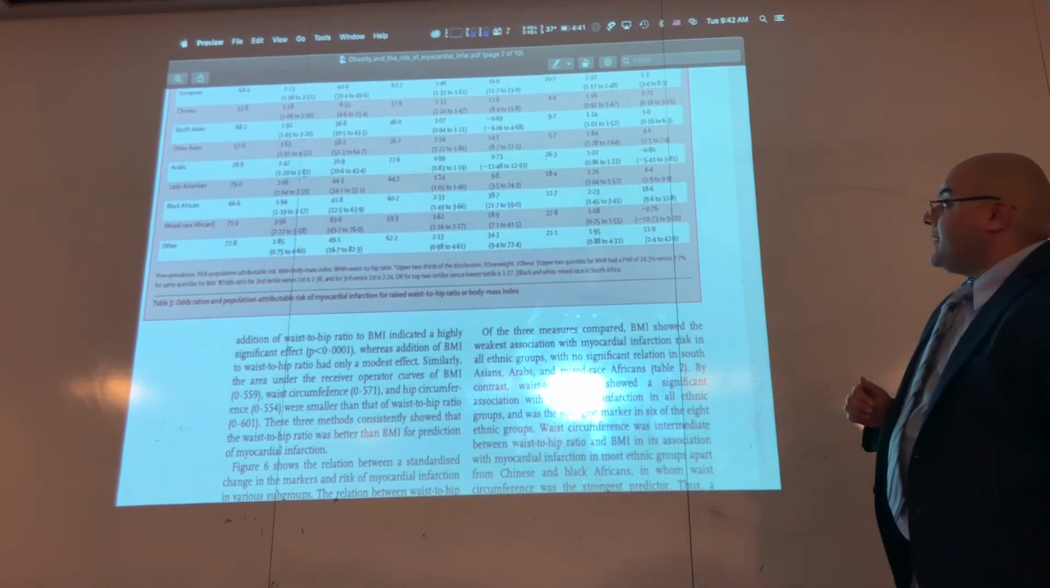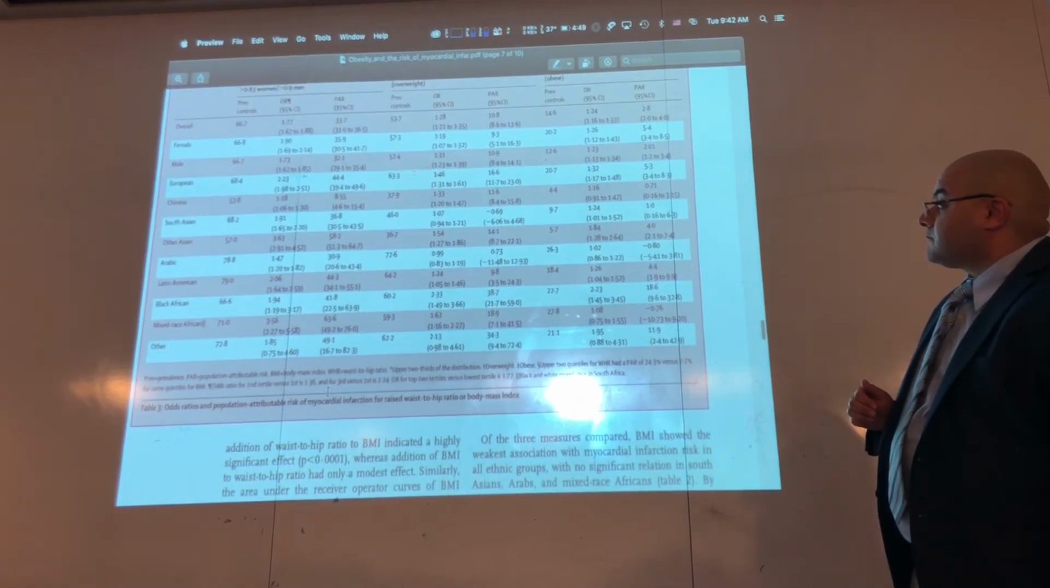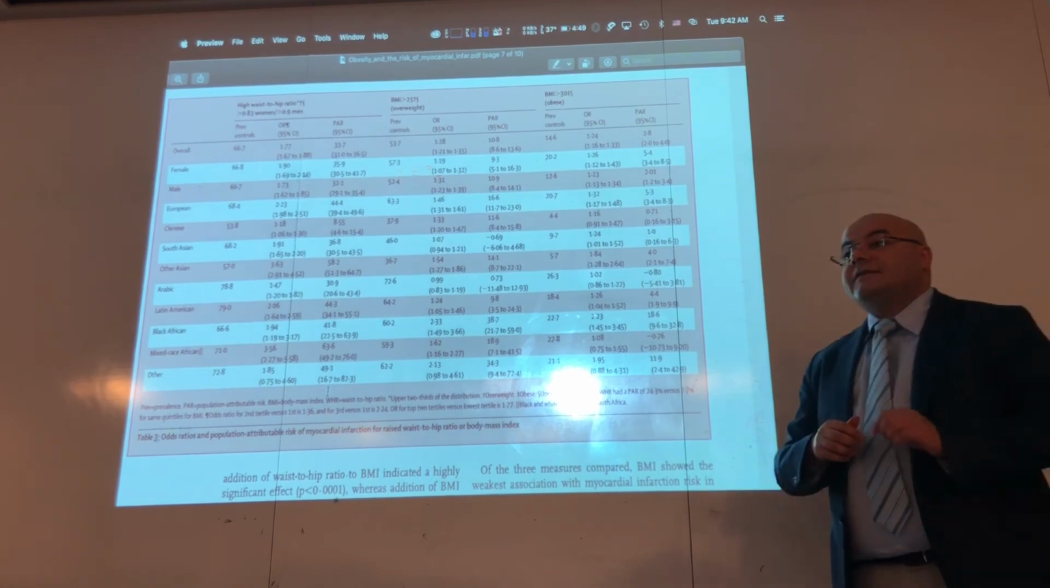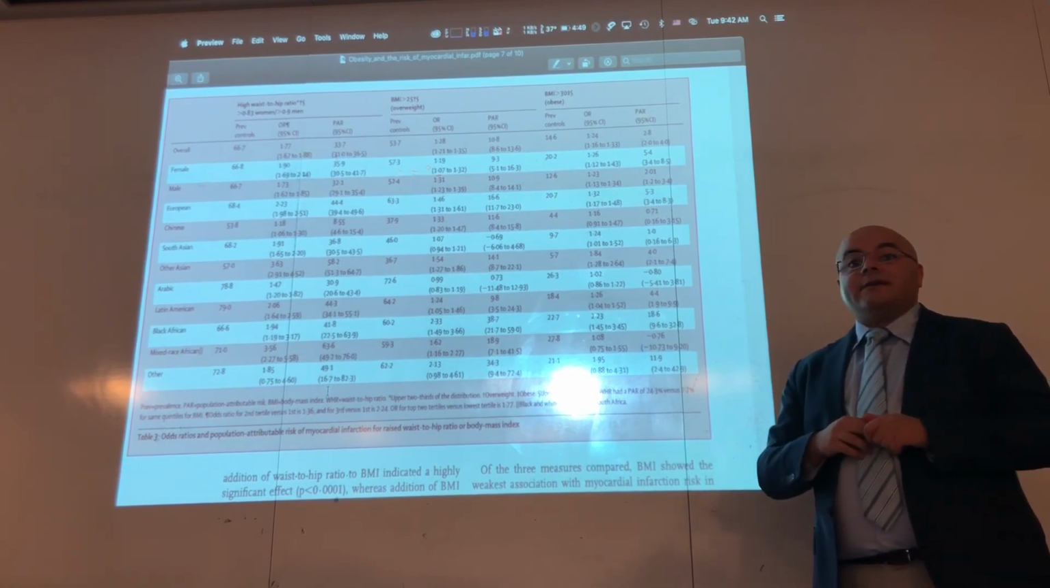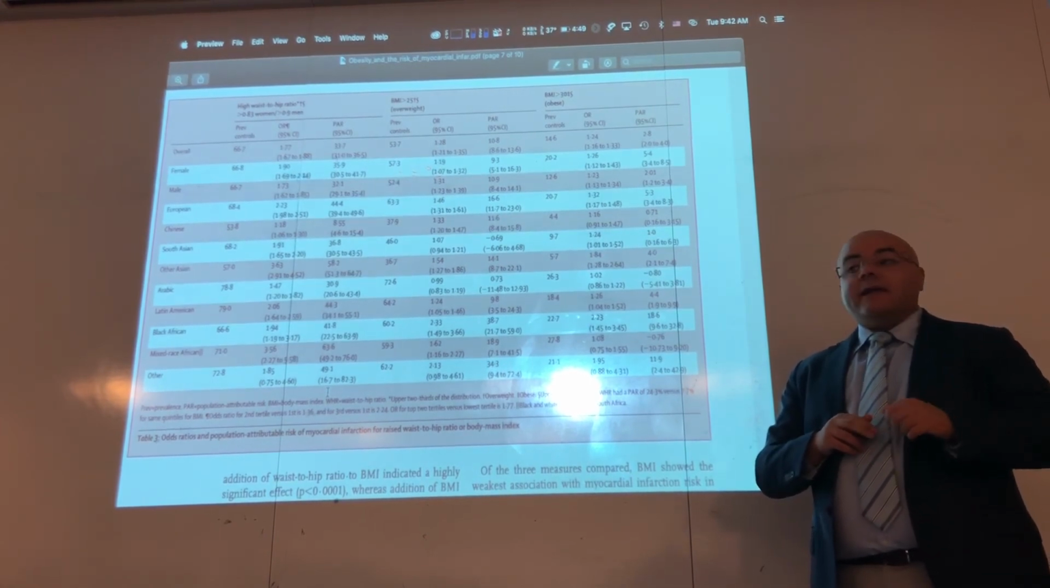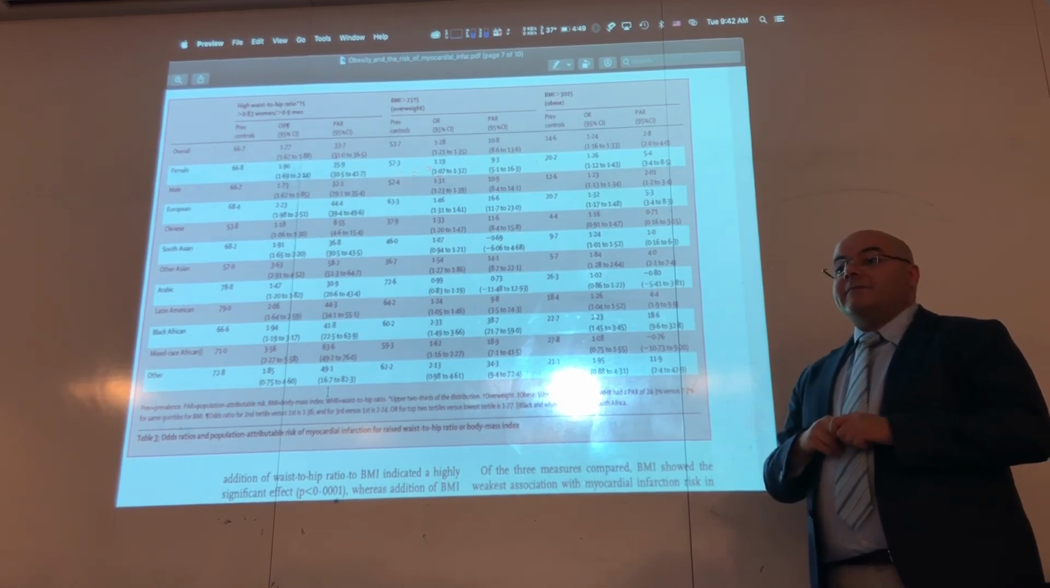Now one of the things المهمة اللي when we read a study، اوكي، قلنا لما نقرا الكونفدنس انترفال مالت الأودز ريشيو.